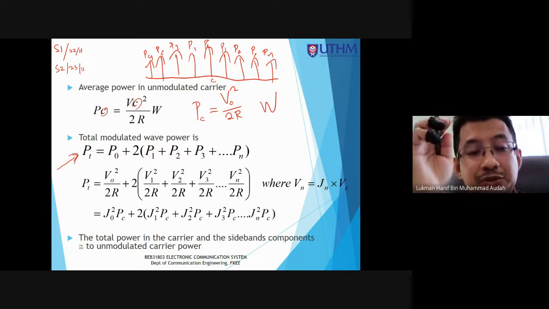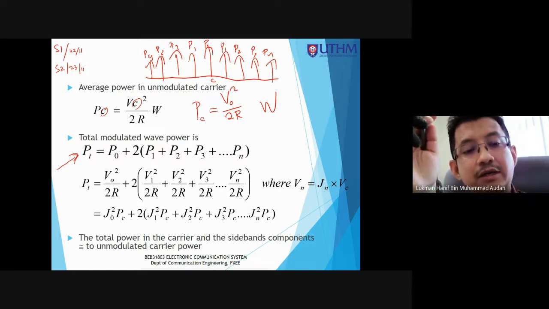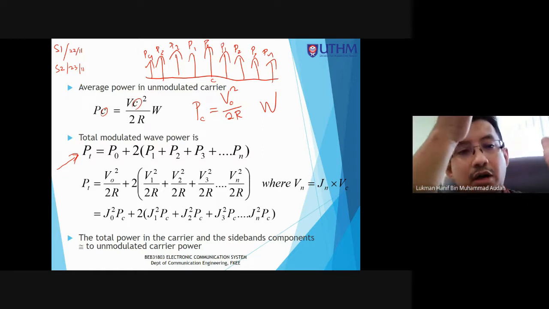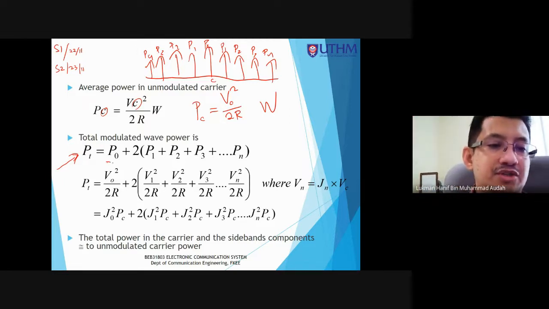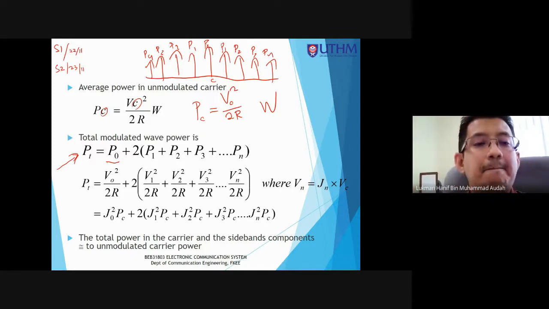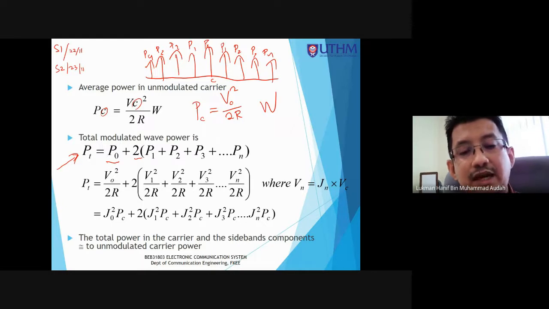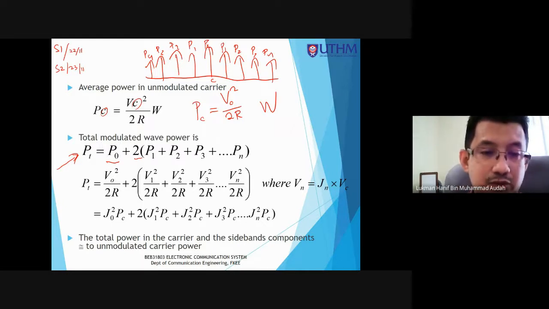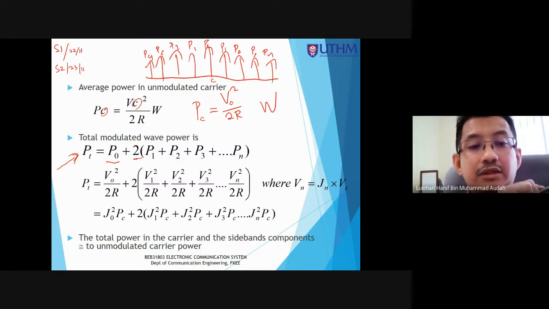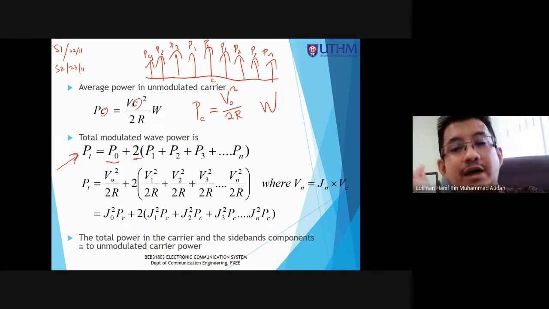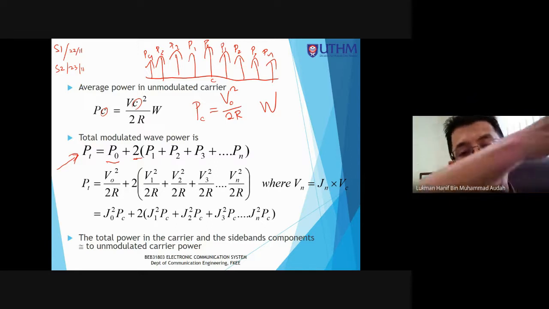So total power also can be calculated by doing the summation of all powers of the carrier and the frequency components. So this is P0 from the carrier component plus 2 times P1 plus P2 plus P3 until Pn. So it depends on how many sidebands there are. Okay, why do we need to multiply with 2? Because we have upper and lower sidebands. Ada dua bahagian so dia sepasang. So kita calculate semua sekali lah.